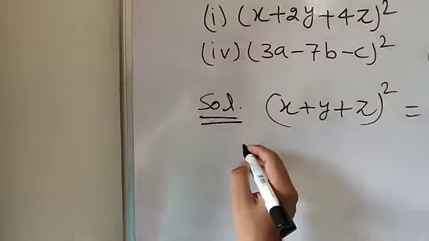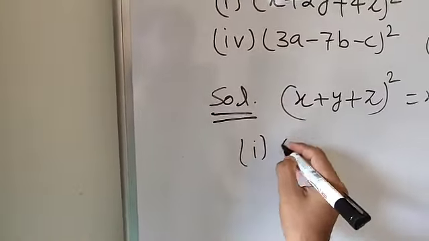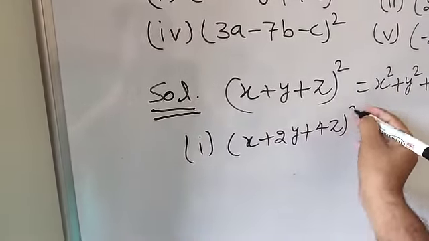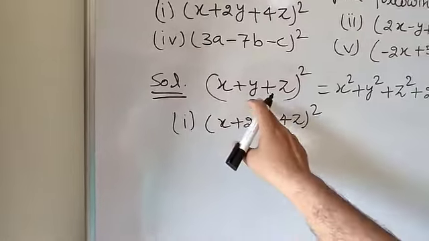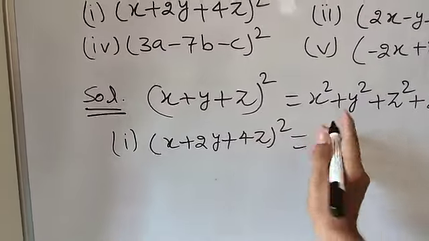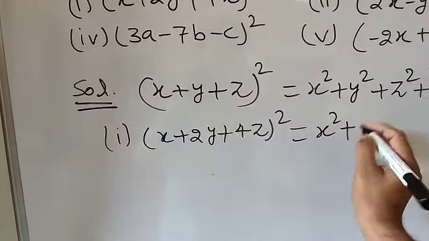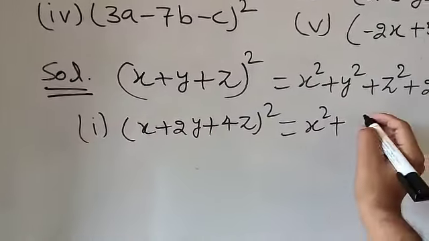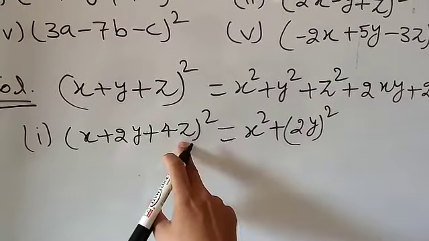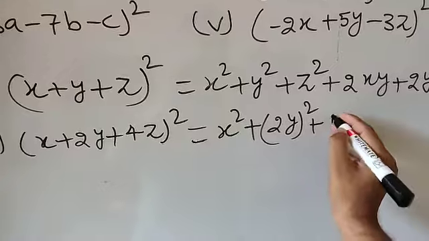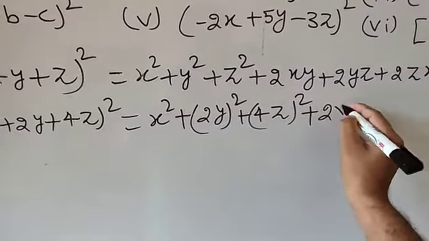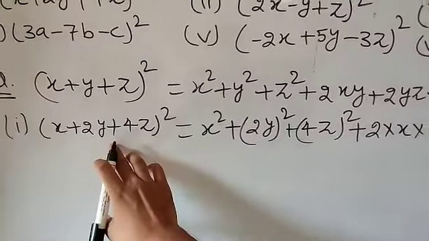So I am going to solve the first one, that is given (x plus 2y plus 4z) whole square. Here in place of x is x, in place of y is 2y, and in place of z is 4z. So it will be x square plus y square; what is the y value here? 2y. So plus (2y) whole square plus z square, and what is the value of z here? 4z. So plus (4z) whole square plus 2xy, so plus 2 into x into y.